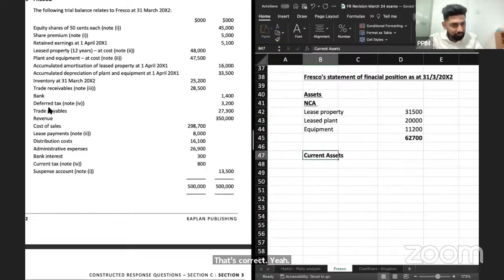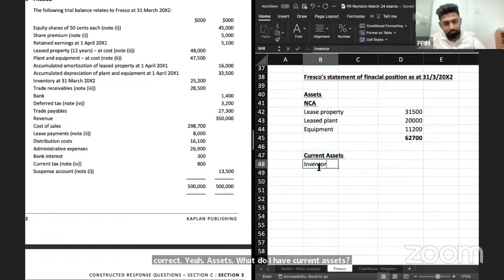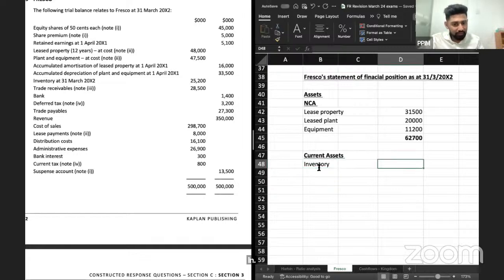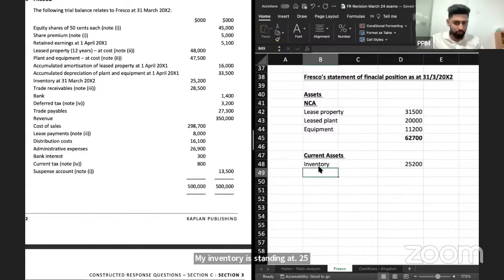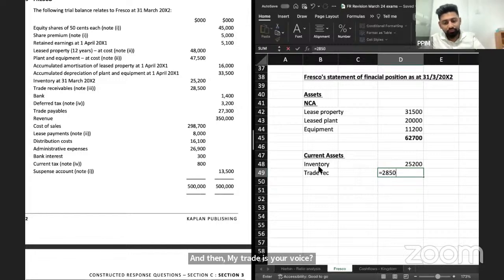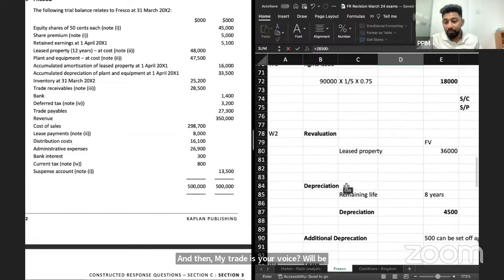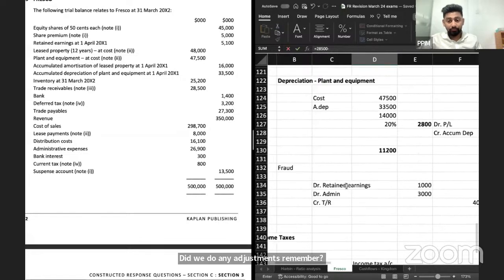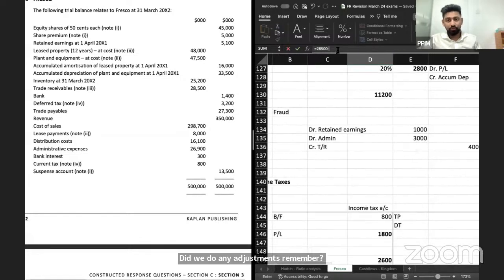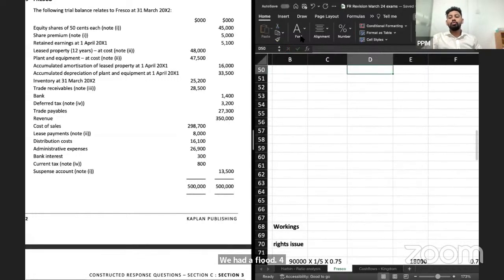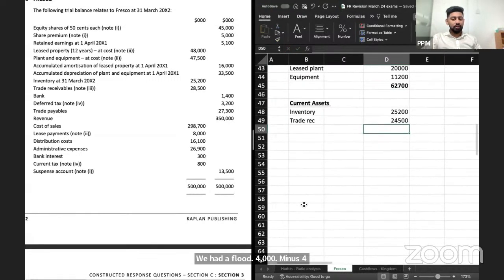Current assets. What do I have? Current assets. Inventory. My inventory is standing at 25,200. I did not make any adjustments. We know that. And then my trade receivables will be 28,500. Did we do any adjustments? Remember, we had a fraud, 4,000 minus 4,000. That is the reserve counter.